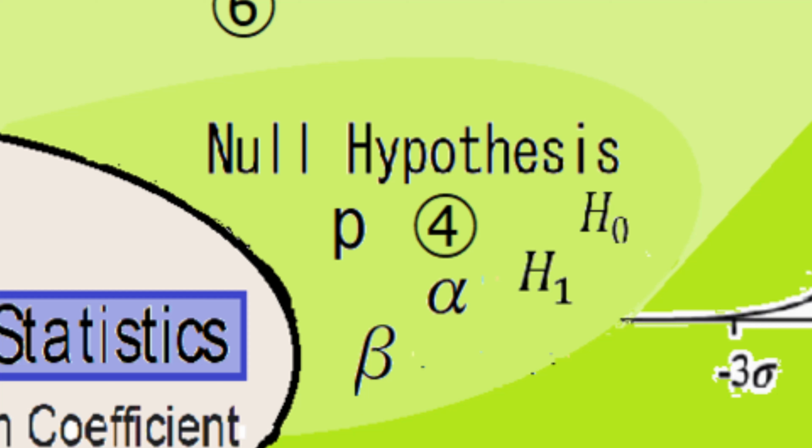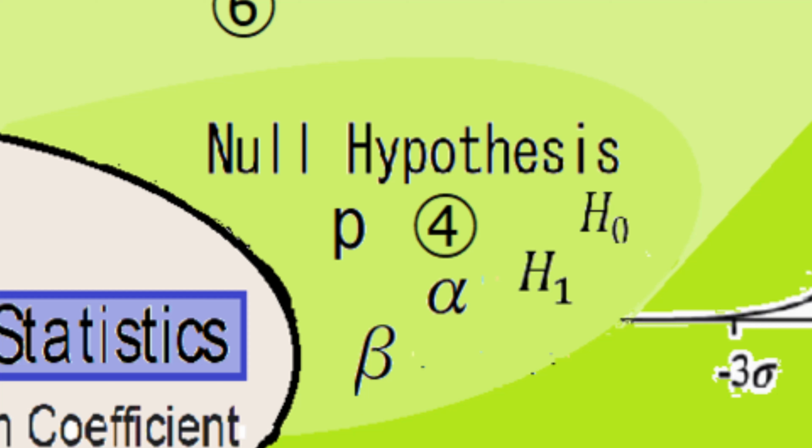When we test this hypothesis, we use a special value called the p-value. This tells us how likely it is that our null hypothesis is true. If the p-value is less than 1% or 5%, then we say the null hypothesis is probably not true, meaning there is a difference between the groups.